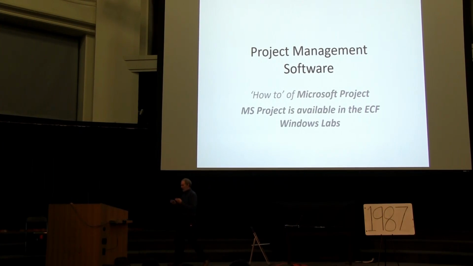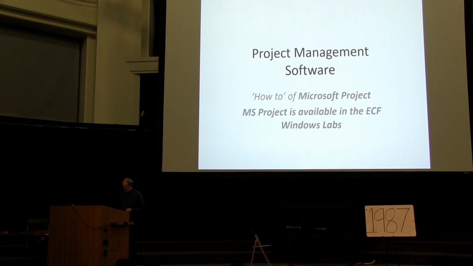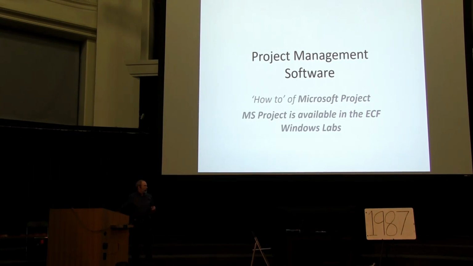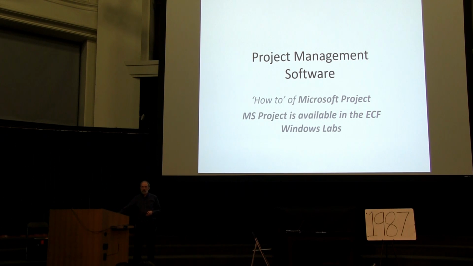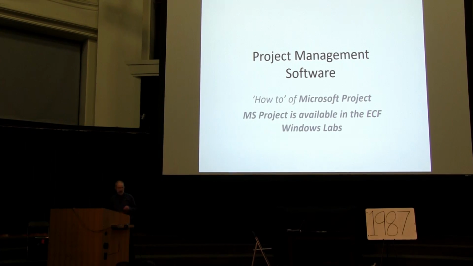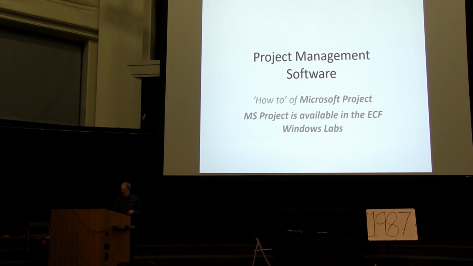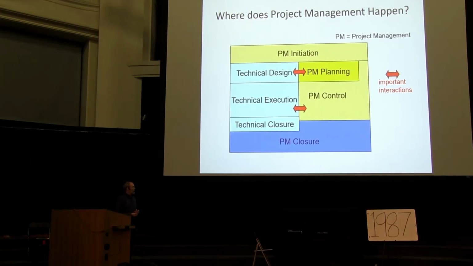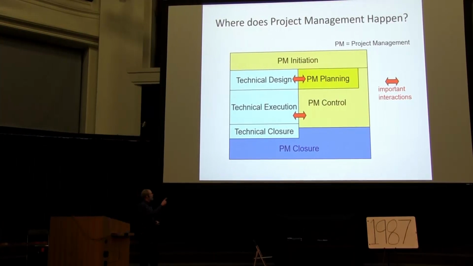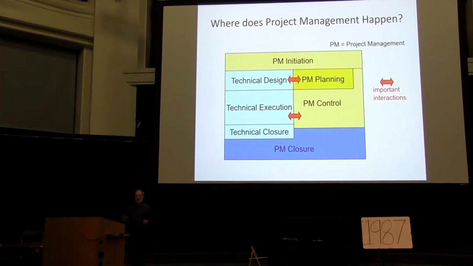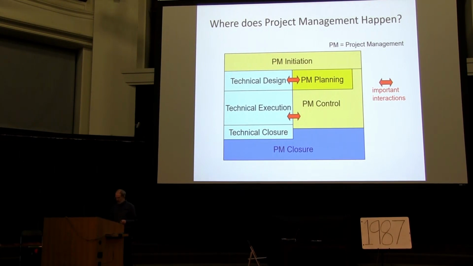There are a lot of other things on the market that you can use. Apparently this one doesn't work so well on Apple machines, but is available in the Windows labs in ECF. So this program in a newer form actually is available to you. Where does it happen again? This particular part happens in the planning stage. So that's the dark yellow part over at the right there, about the time when you're putting together a technical design and getting started.